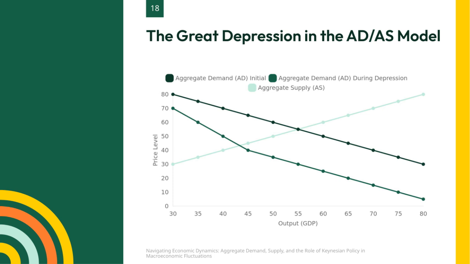This combination of falling demand and relatively unchanged supply led to a lower output and price level, capturing the economic contraction experienced in this period. The key takeaway is how the sharp decline in demand drove the economic downturn, which is central to understanding the dynamics of the Great Depression in this model.